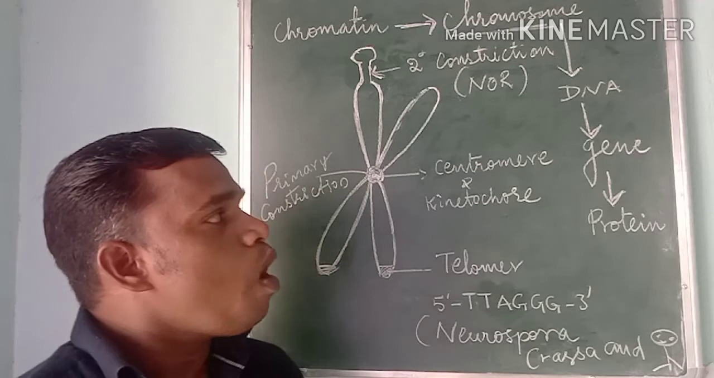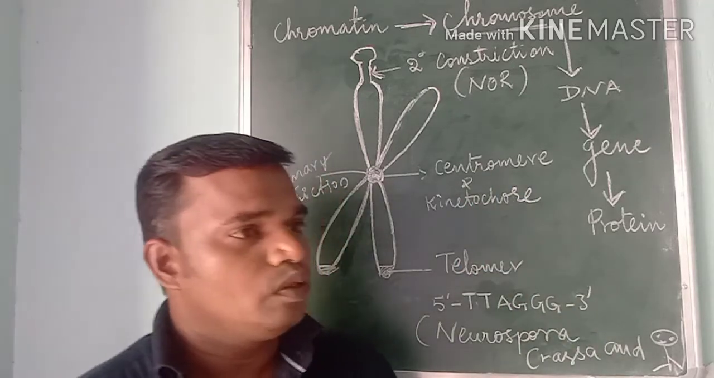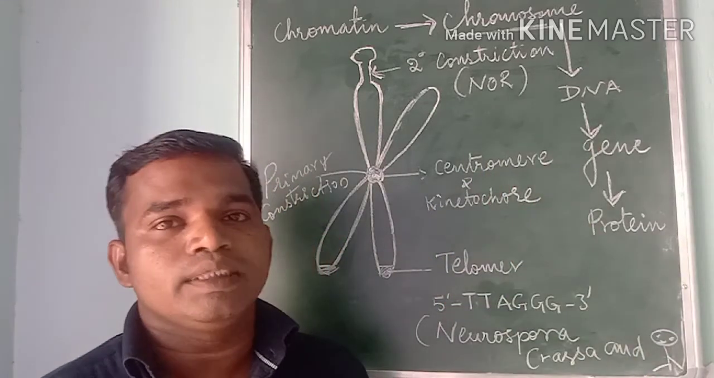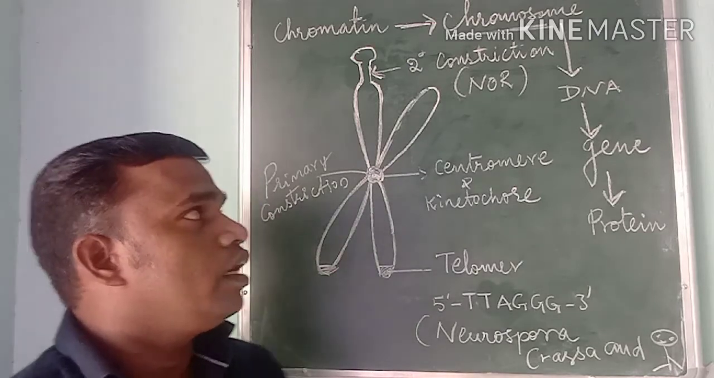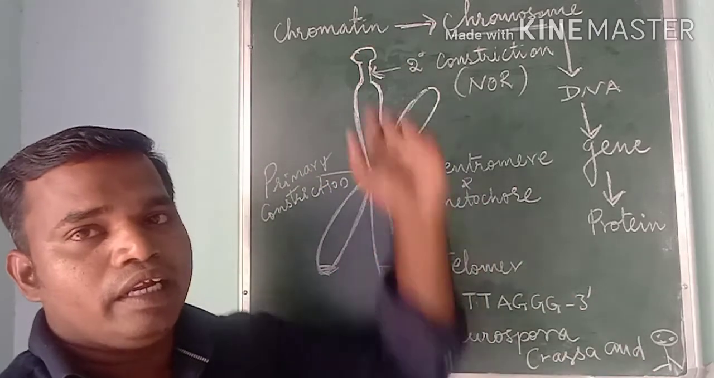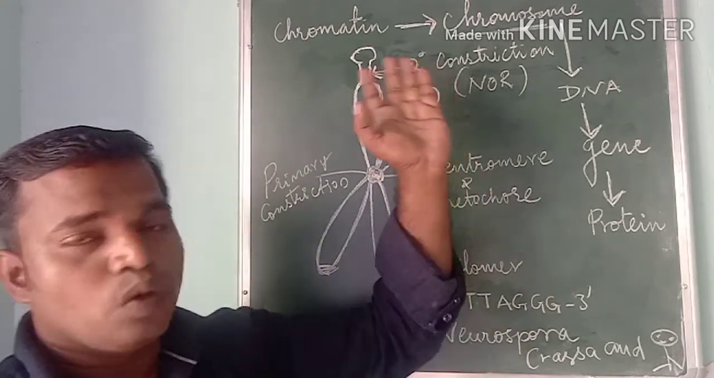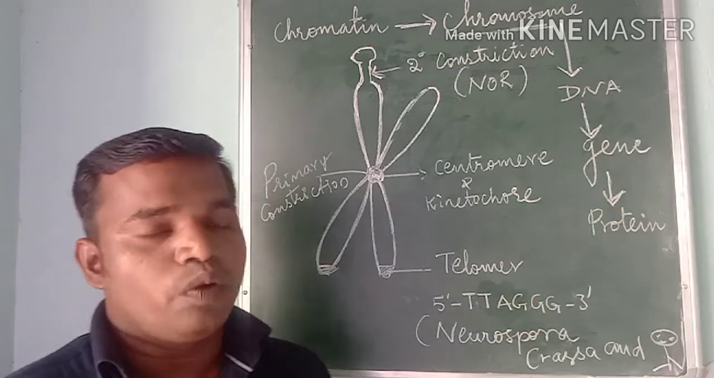A small segment of DNA is known as a gene. We said a gene is a small part of DNA. This gene is responsible for particular protein synthesis. Do you understand what chromatin is? Clear? Then what is a chromosome? Then what are DNA, gene and protein?